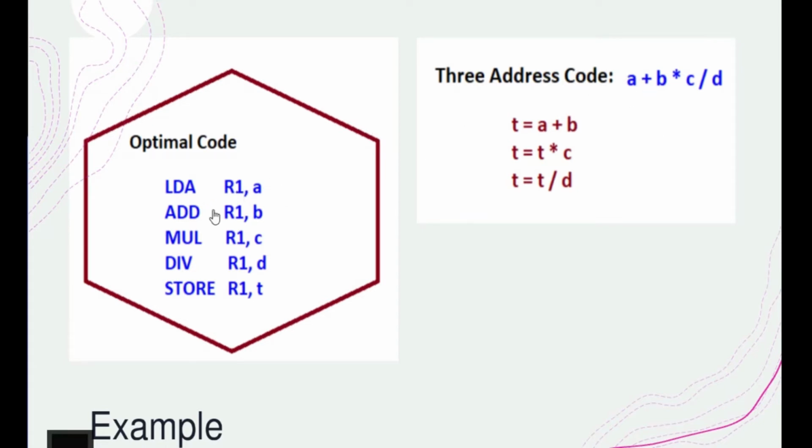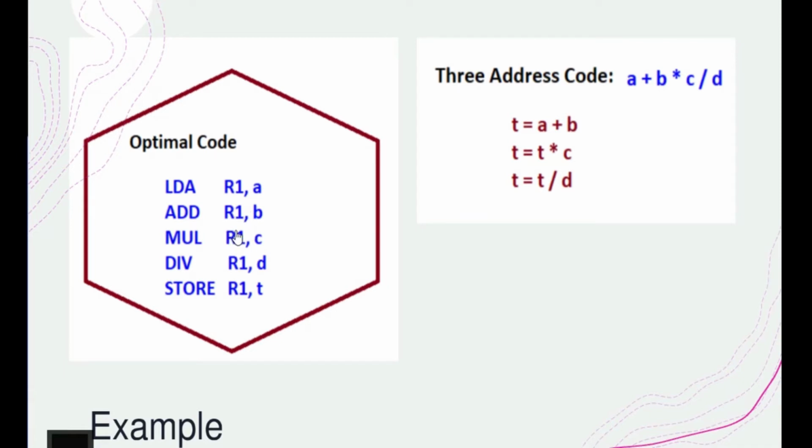Okay. Then we will add. So now register R1 will contain what? Contain A. So with A, what we have to do? We have to add B. So B is added. Add R1, B. Okay. Now what R1 contains? R1 contains the result of A plus B. So with that result, what we have to do? We have to multiply C. So we are going for the instruction MUL R1, C. Okay. So with the result of R1, we are multiplying C.